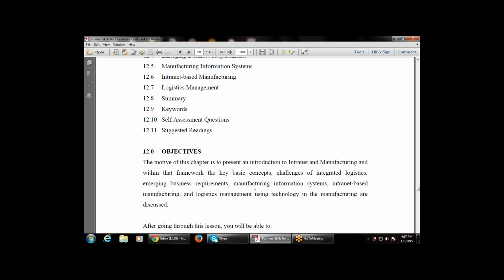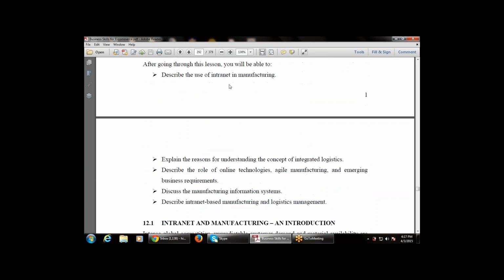After going through this lesson, you will be able to understand and cope up with the use of the internet in manufacturing. That is what is the use of the network in manufacturing, not marketing, it's manufacturing. Then explain the reasons for understanding the concept of integrated logistics. Describe the role of online technologies, agile manufacturing, and emerging business requirements. Then what is MIS, the manufacturing information system, and what is the main difference between logistics management and internet based manufacturing.